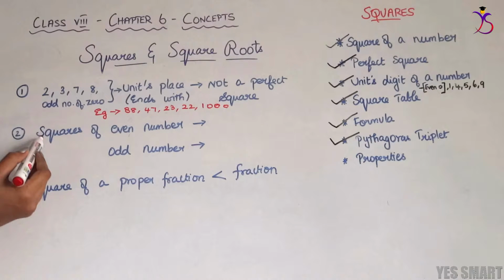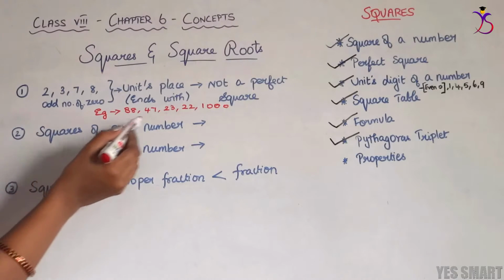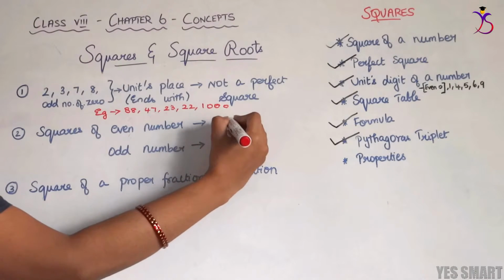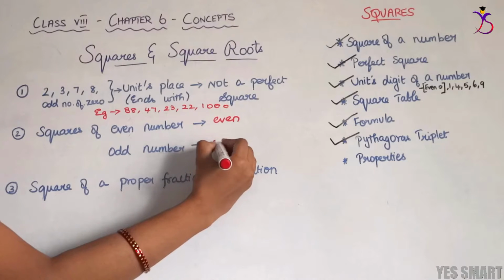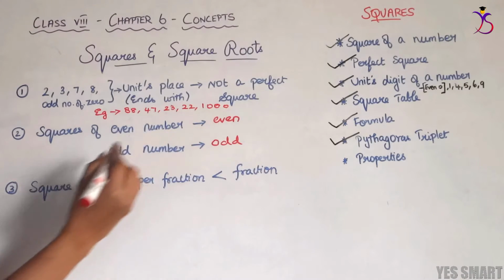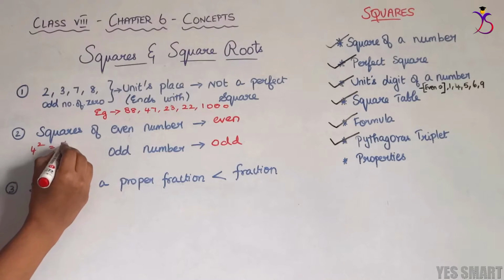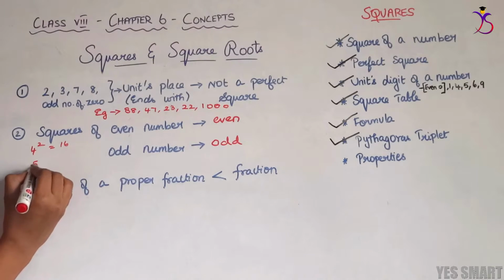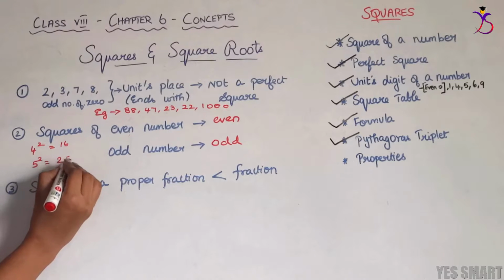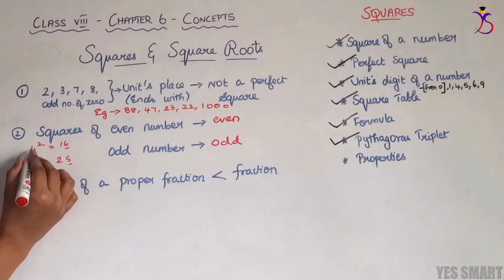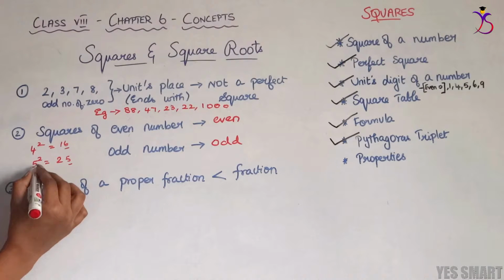Now moving on to the next property, the square of an even number is always even. Similarly, the square of an odd number is always odd. We can relate it with an example. 4 square is 16, 5 square is 25. So 4 is an even number, the square of the even number is an even number, which is 16. The square of 5 is 25. 5 is an odd number, and 25 is also an odd number.